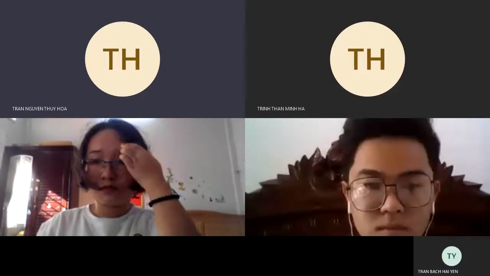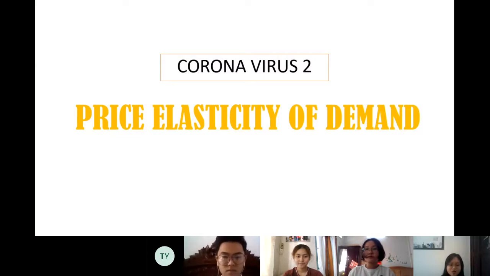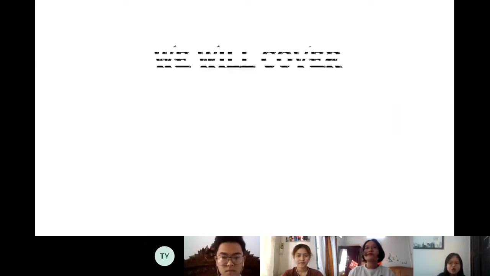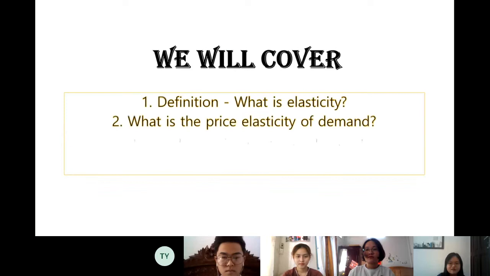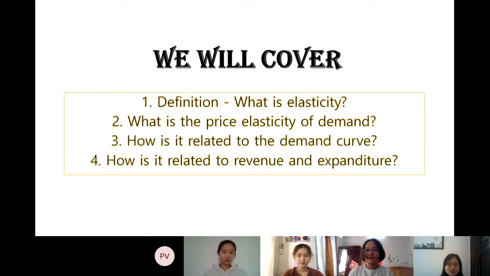Okay, hello everyone. We're Coronavirus 2 and today we're going to talk about price elasticity of demand. We'll cover these questions. First, definition of elasticity and its application. Second, what is the price elasticity of demand and how is it related to the demand curve, revenue, and expenditure?